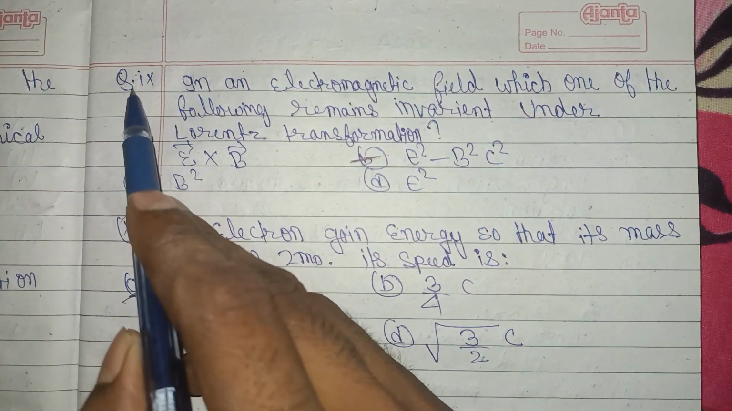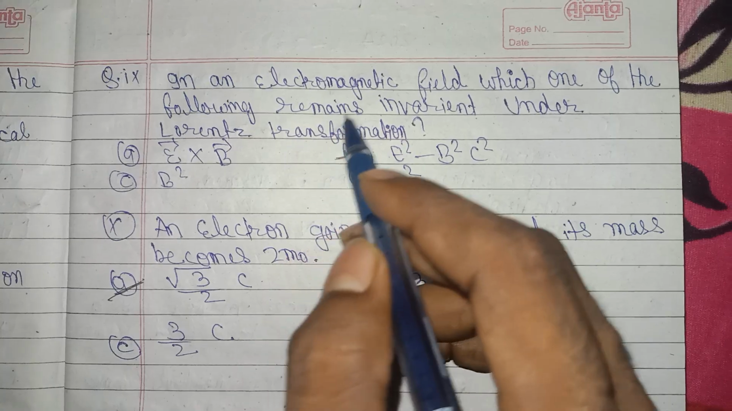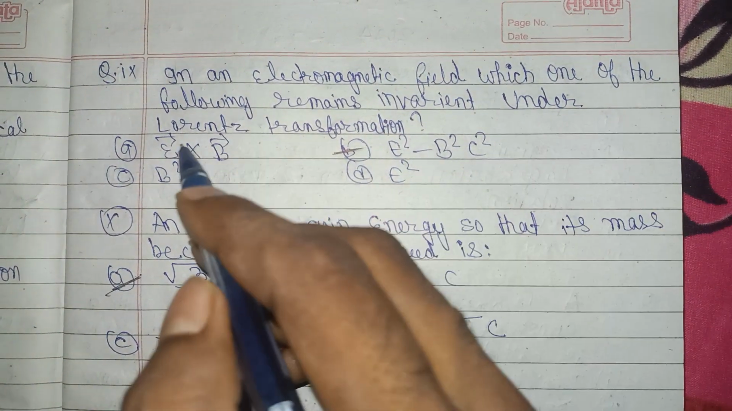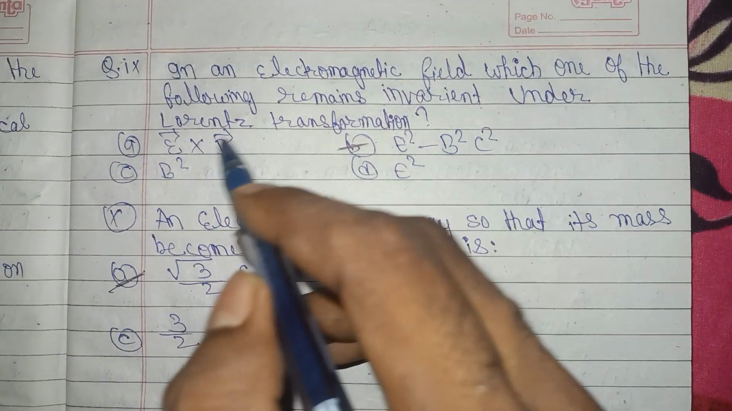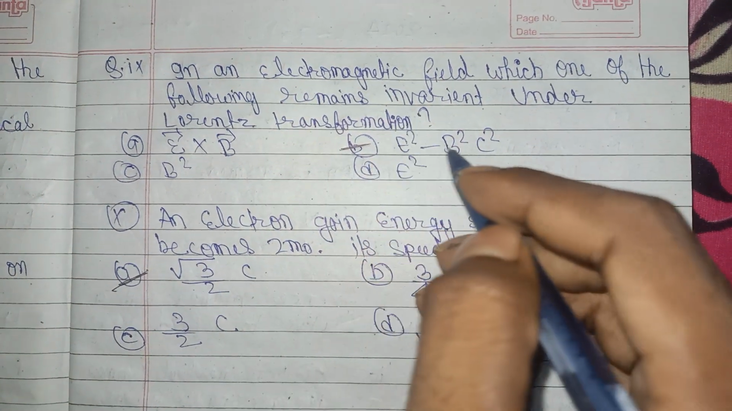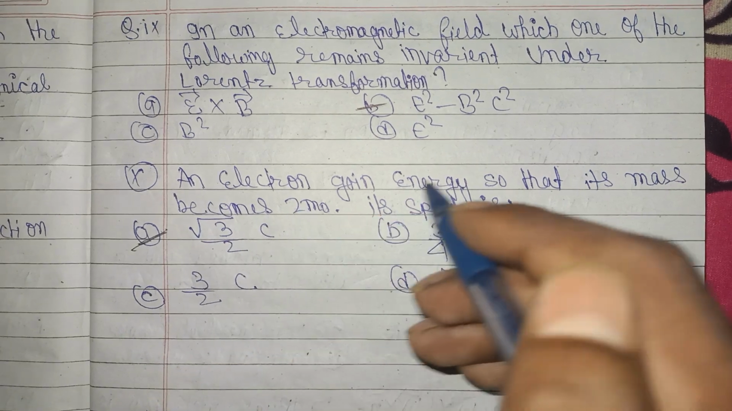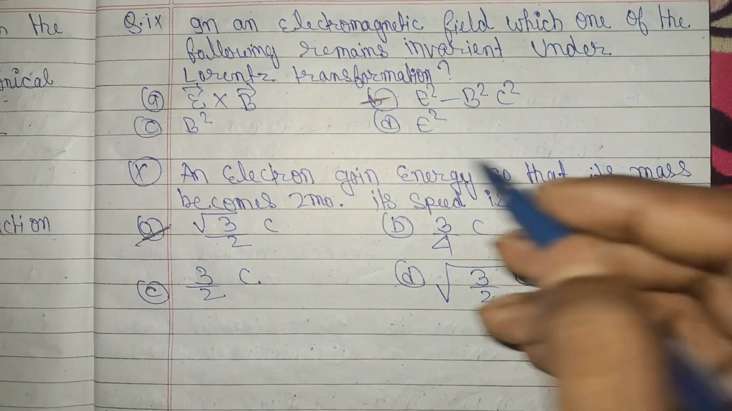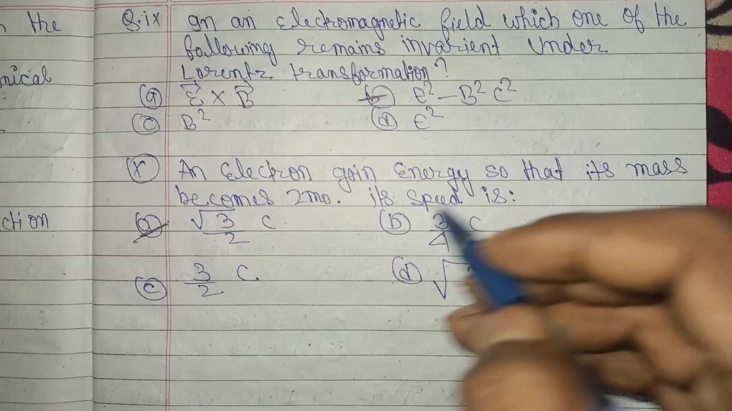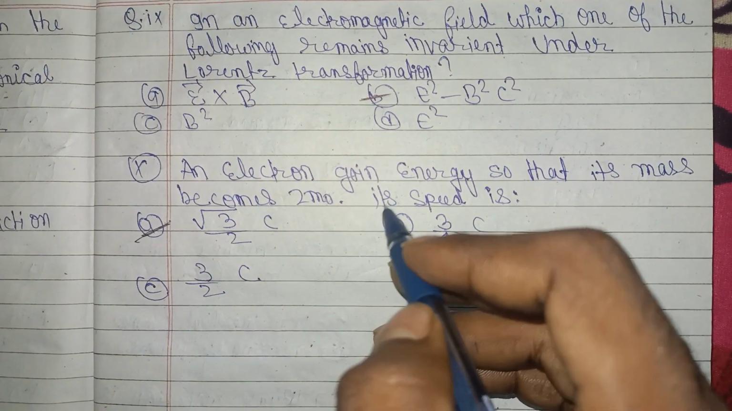Question number 9. In an electromagnetic field, which one of the following remains invariant under Lorentz transformation? E equals to minus bc square. Number 10. An electron gains energy so that its mass becomes 2m0, its speed is under root 3 by 2 c.